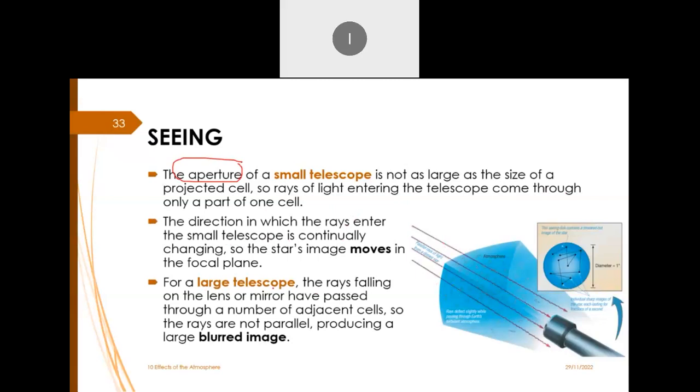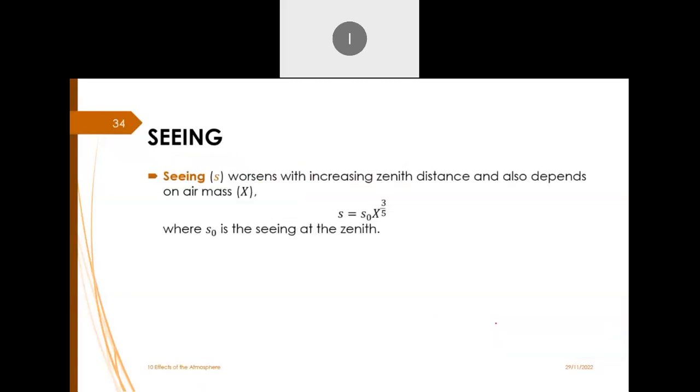For a large telescope, the rays falling on the lens or mirror have passed through a number of adjacent cells. So the rays are not parallel, producing a large blurred image. So that is how the rays pass through the atmosphere for the small and the large telescope.